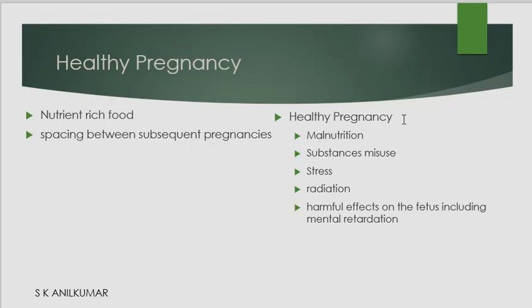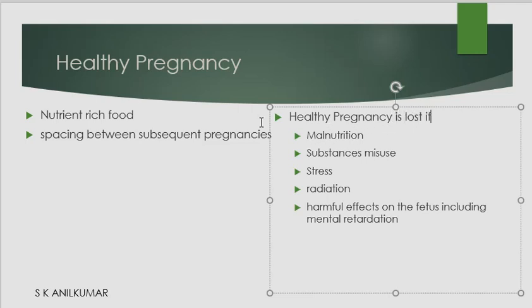Healthy pregnancy is lost if there is malnutrition, that is, not enough good food. Substance misuse: cigarettes, alcohol or drugs. Stress: if you are having physical, mental or emotional stress, that is why the mother should be kept happy. Radiation can be from the X-ray lab or from the sun or from anywhere. Radiation will impact the child. And then harmful effects on the fetus, including mental retardation, will be caused if these factors affect the mother during the pregnancy.